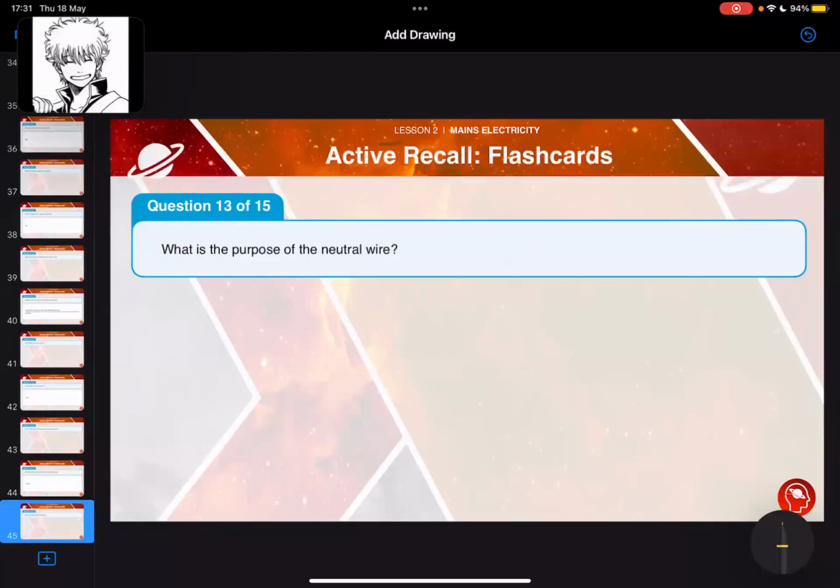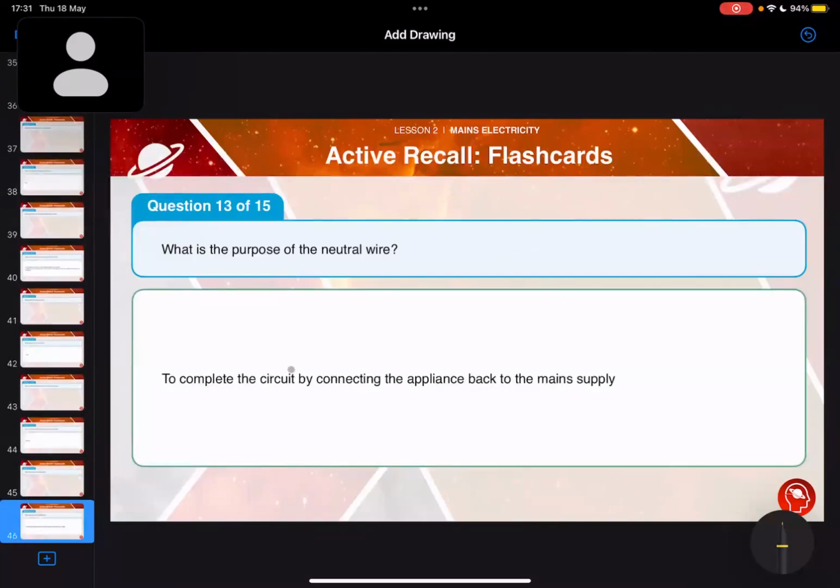And why do we have the neutral wire then? Electricity flows out through it. Exactly. Yeah, exactly. So what it does, it completes the circuit by connecting the appliance back to the main supply. So it goes back, you're right in saying that, but what it does when it takes that current away is that it completes the circuit. So if you don't have a neutral wire, your circuit is not going to work.